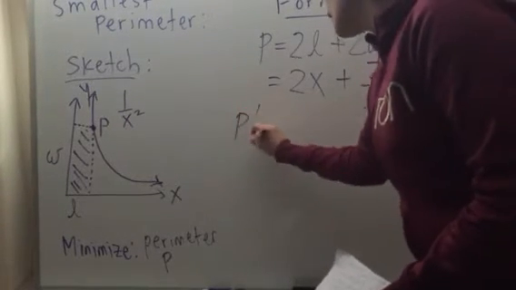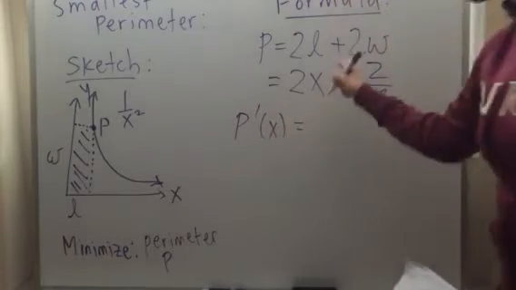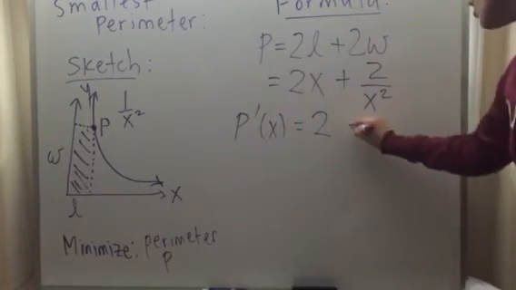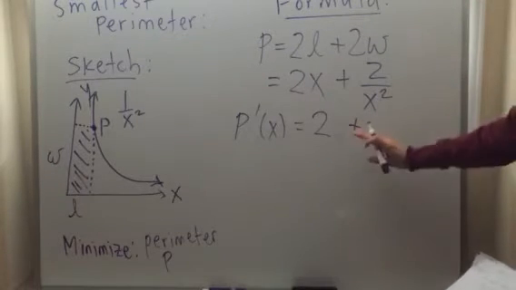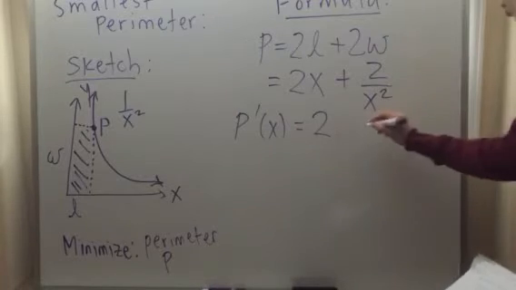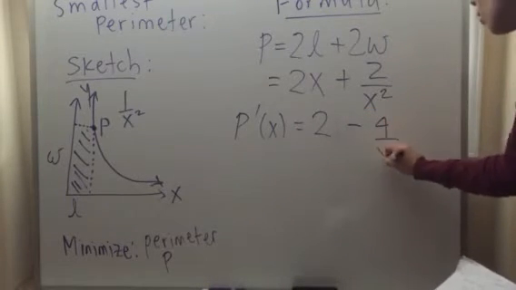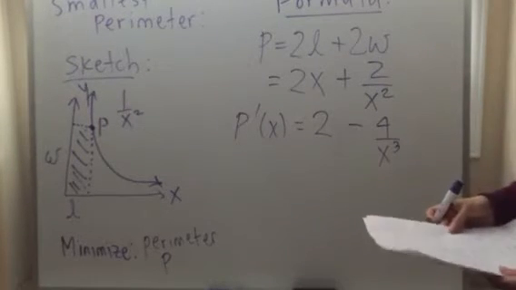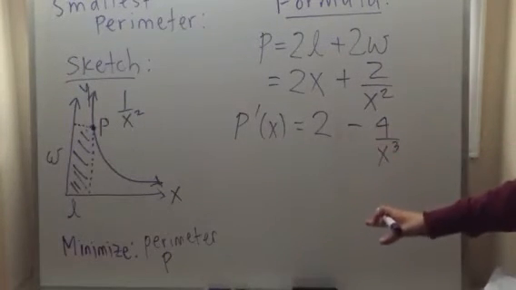So then p prime, with respect to x, is just equal to 2 plus, let's see, nope, that's not going to be a plus. I'm going to try and do it in my head. So it's going to be a minus 4 over x cubed, right? Right. And now we have to find critical points.